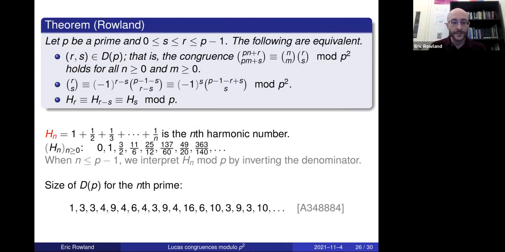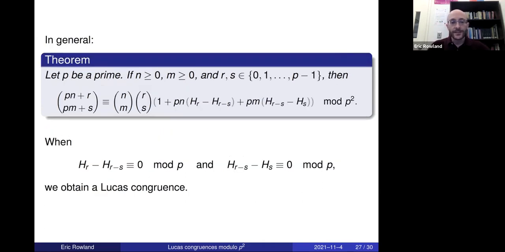Here is the size of the set D of P for the nth prime. Again, I don't know anything about the sequence other than the terms are at least 3 after the first term. So it'd be nice to know more. Here's part of the mechanism that makes it work.